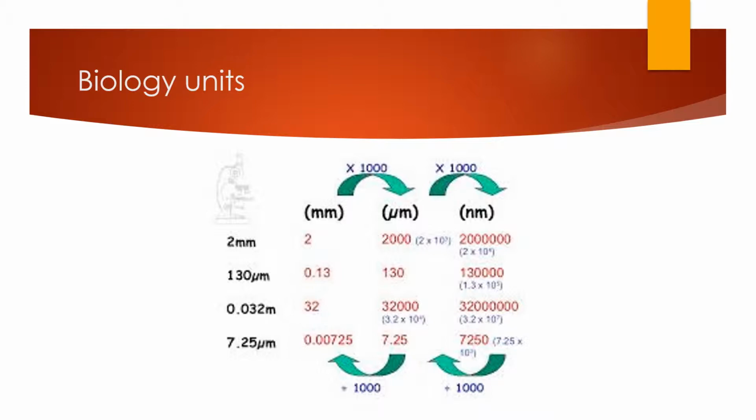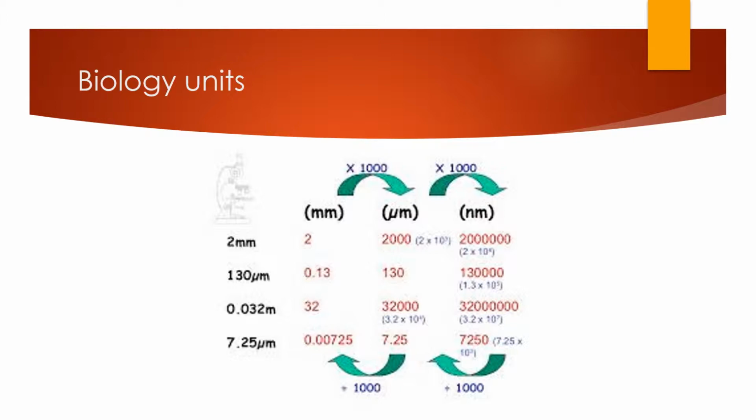Biology units. Now, there are three main units that you need to know in biology: millimeters, micrometers, and nanometers. 1 nanometer is 1,000 micrometers. 1,000 micrometers is 1 millimeter. So when you're working out from millimeters to micrometers, you would times by 1,000.